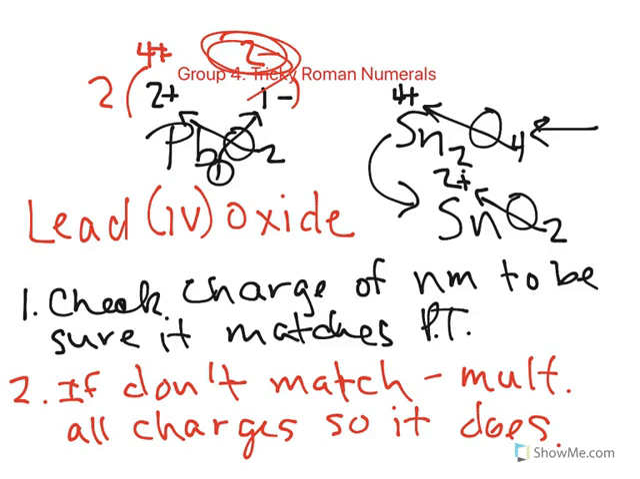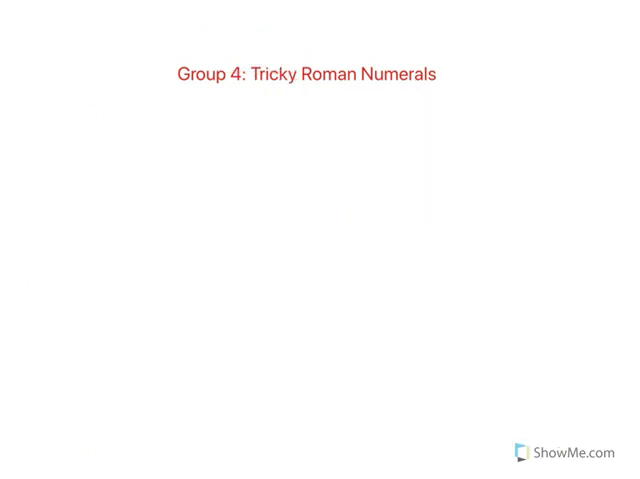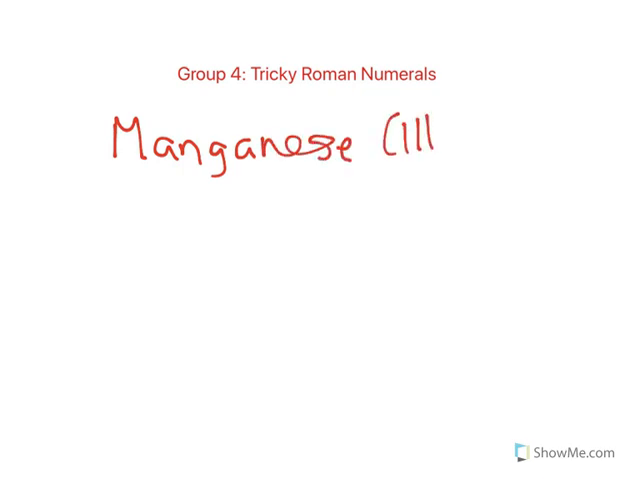Now the other thing that I saw a lot of people doing was messing up the crisscross when we're doing the tricky Roman numerals. Particularly for ones that needed to be reduced, I saw a lot of failing to reduce. So like if I give you something like manganese 4 oxide. Okay, manganese is not the same as magnesium.